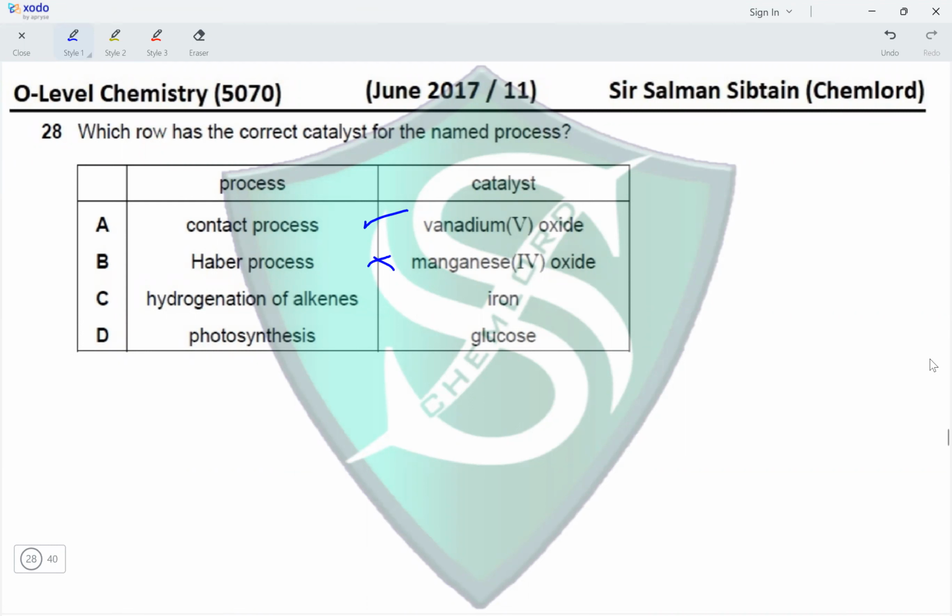Next, hydrogenation of alkenes requires nickel, whereas iron is written in the table, so this is incorrect. Photosynthesis requires chlorophyll. Glucose is written in the table. This is also incorrect, making option A the correct option for this question.